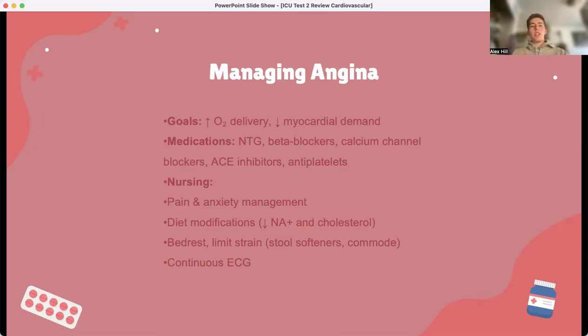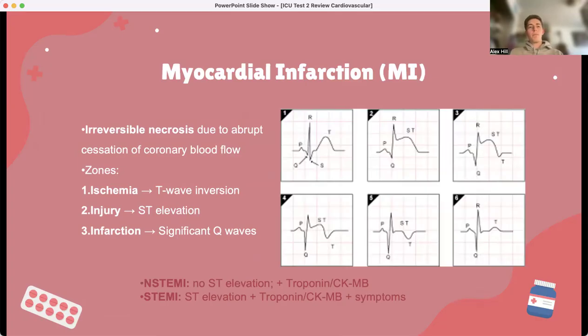Okay. So managing angina, we talked about this. Just make it easier on your heart to get oxygen, modify your diet, might be placed on telemetry.